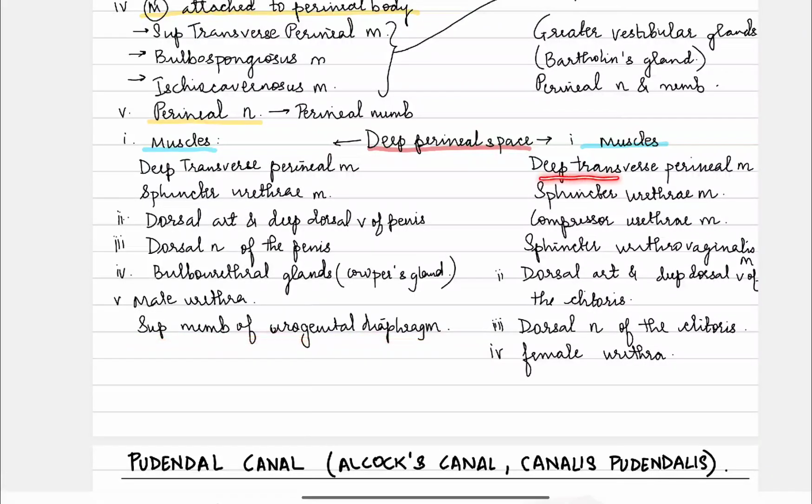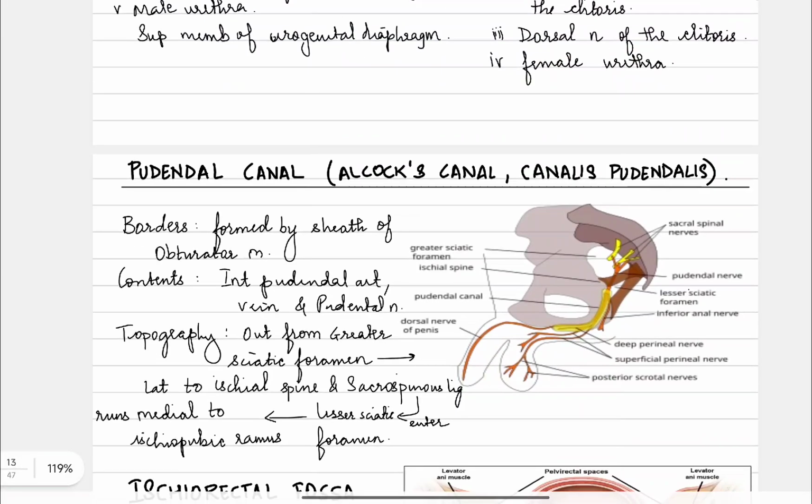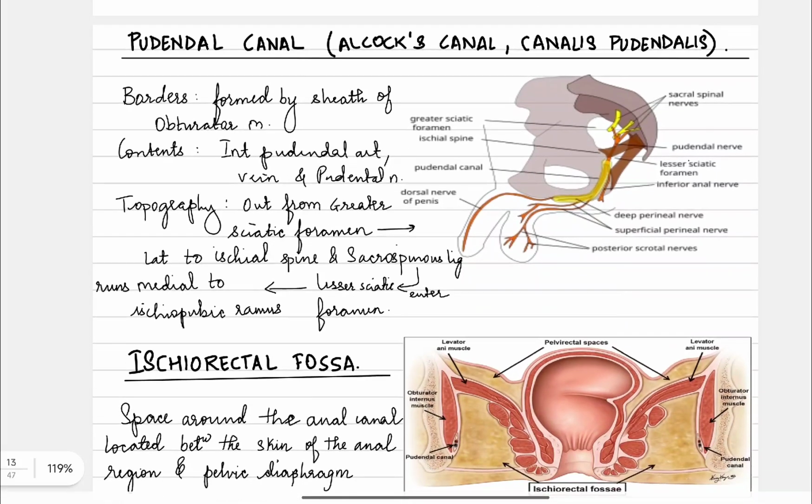In female, there is deep transverse perineal muscle, sphincter urethrae muscle, compressor urethrae muscle, sphincter urethrovaginalis muscle, dorsal artery and deep dorsal vein of the clitoris, and dorsal nerve of clitoris and female urethra. Next is pudendal canal, which is also called as Alcock's canal or Canalis pudendalis.